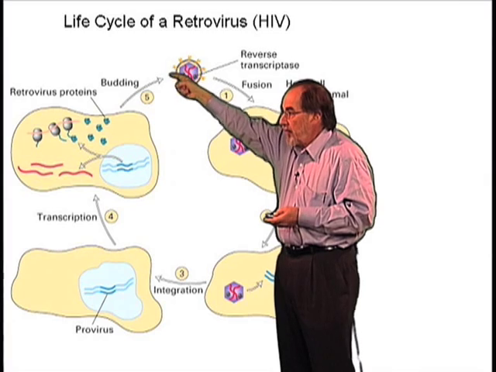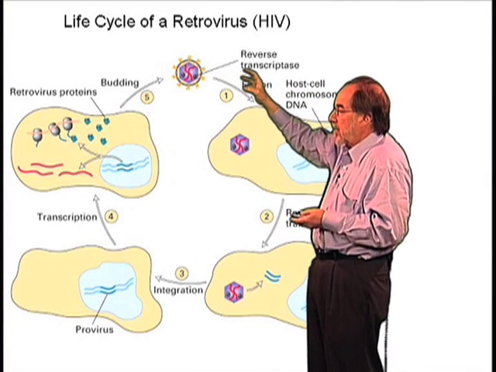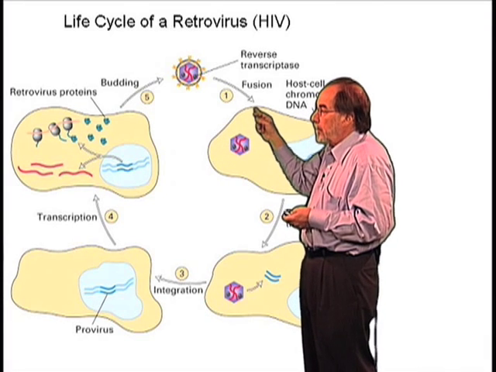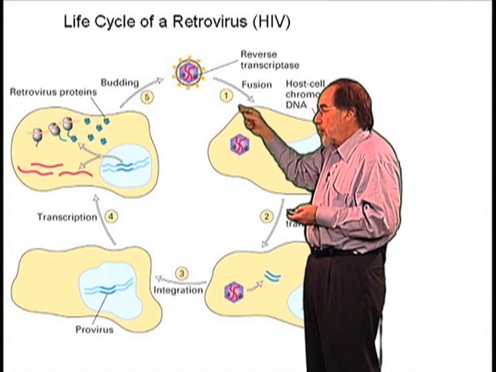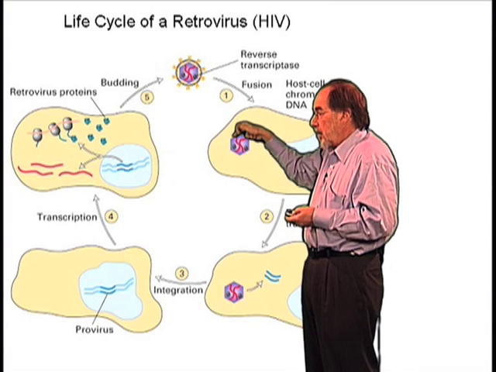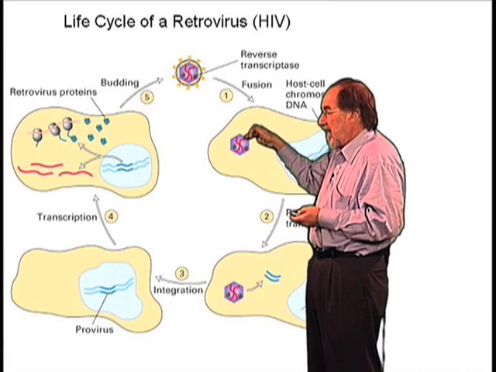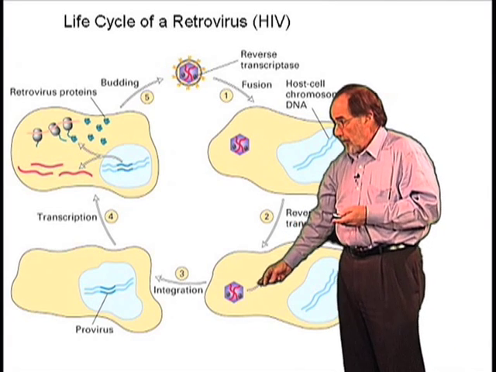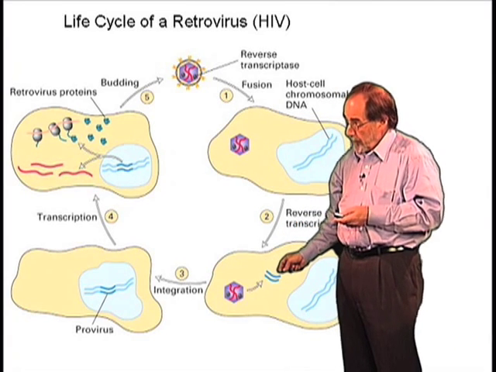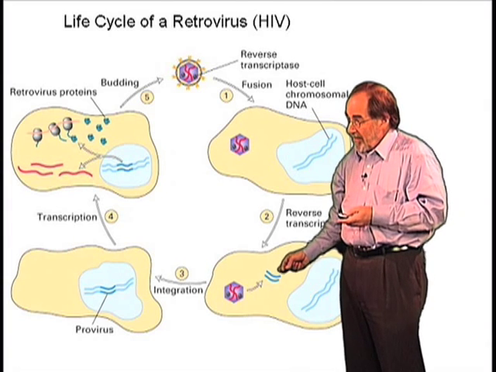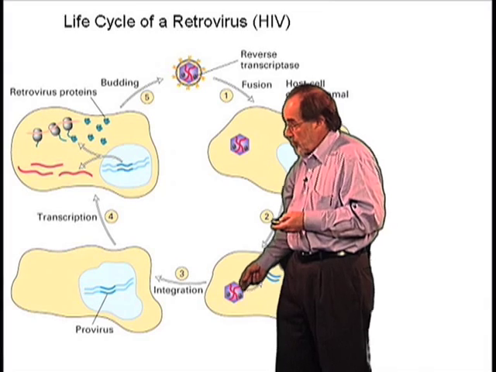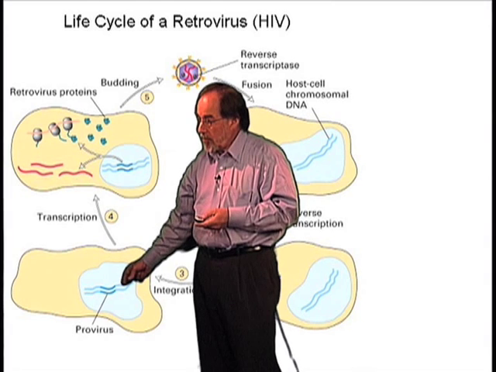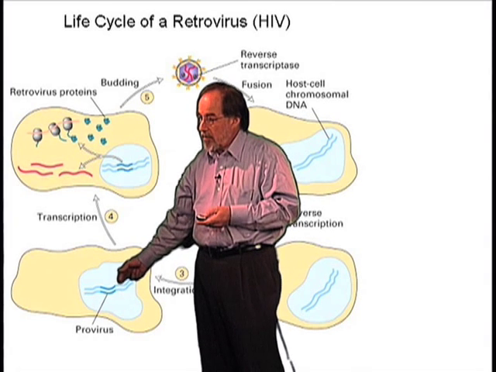It has on the outside of it little spikes, and those spikes recognize the surface of certain kinds of cells. We'll come back to which cells in a minute. And fuse with the surface of that cell, putting the inner components of the virus into the cell. Its reverse transcriptase gets activated, and it now makes a double-strand DNA copy of the RNA genetic information. That then, because there's an integrase protein in here also, that can integrate into the host chromosome, goes into the nucleus and integrates into the host chromosome.